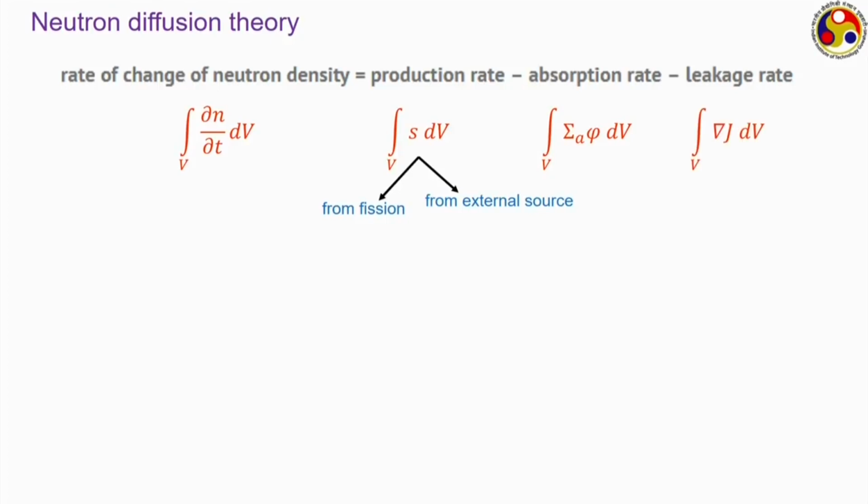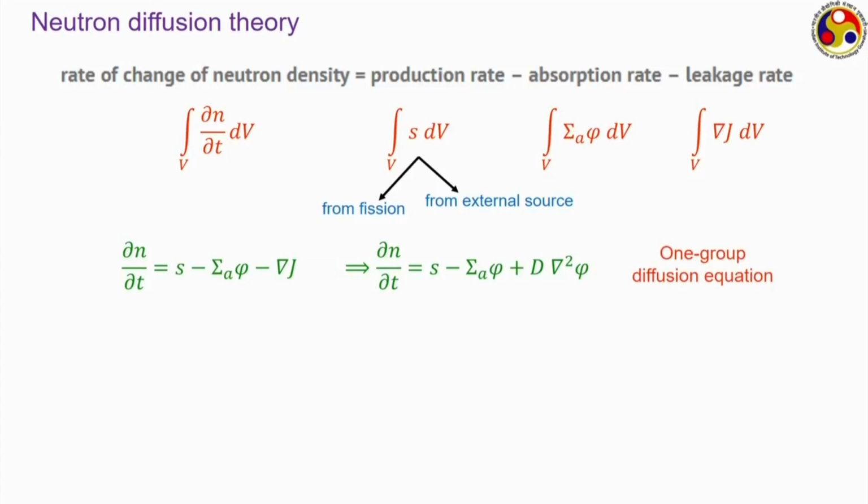And finally, the leakage rate represents the divergence of the current density, and J refers to the current density expression which we have derived, which can be related to Fick's law of diffusion. So, we combine all these terms together here, and representing J in terms of Fick's law, we arrive at this, because J is equal to minus D grad phi. We get this, where grad squared represents the Laplacian operator, that is the second derivative of phi, and this particular equation is called the one group diffusion equation.